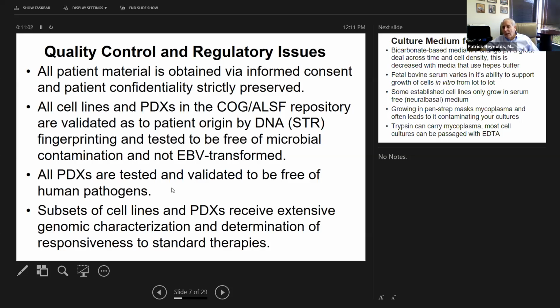So those data are available for all the PDXs that we distribute. And the subsets of cell lines and PDXs, as you'll see, some of them receive some very extensive genomic characterization. As we get more models into various diseases, we're hoping to have a lot of these data going forward. Right now, most of this, as you'll see, is in neuroblastoma. We also, and again, mostly in neuroblastoma right now, we hope to extend this, determine responsiveness to standard therapies so that you can have those data to work with and compare to the genomic characterization data.